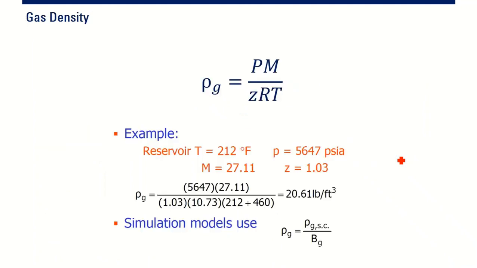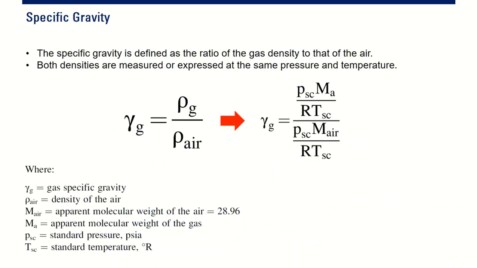Then gas density, you can use this equation. Again, gas density. Specific gravity. Specific gravity is defined as the ratio of gas density divided by air density. So gas specific gravity is gas density divided by air density. And then you expand the equation. What is the density? Density of gas is here, and density of air is down there. Okay? So it's quite easy.